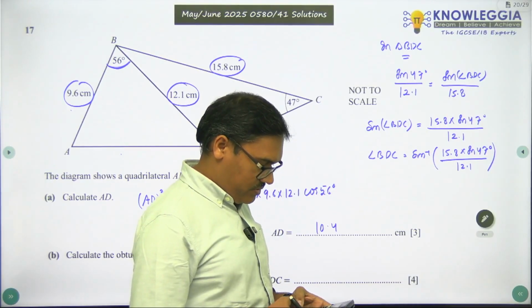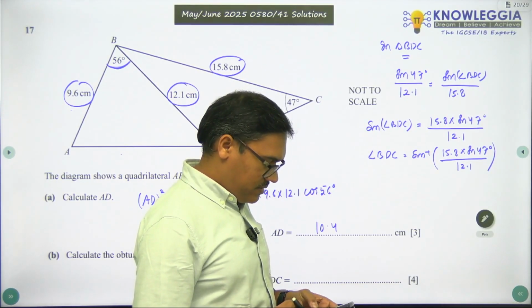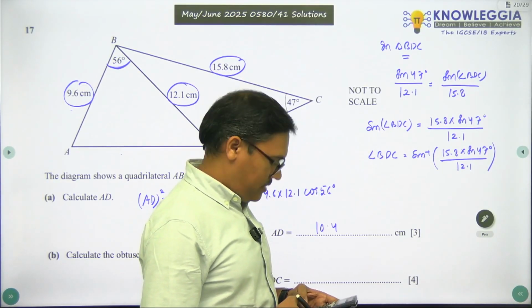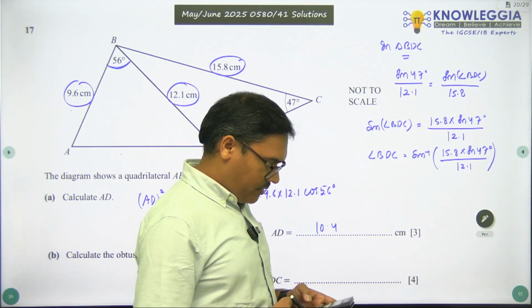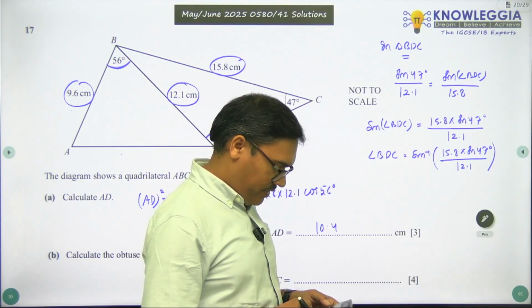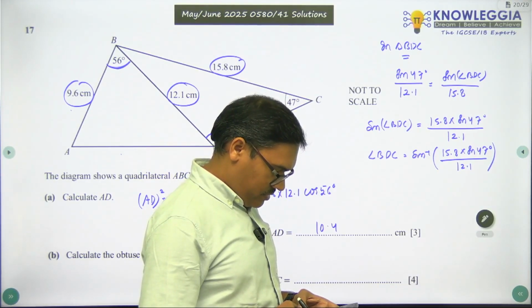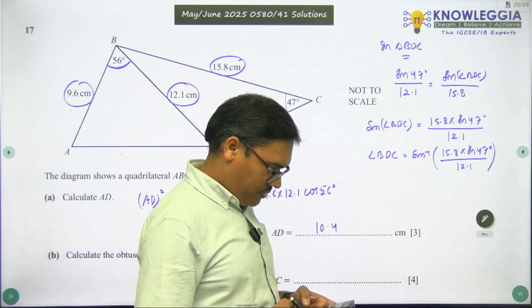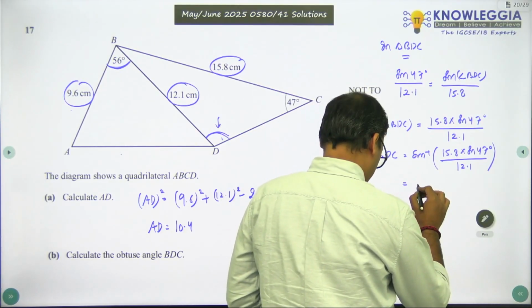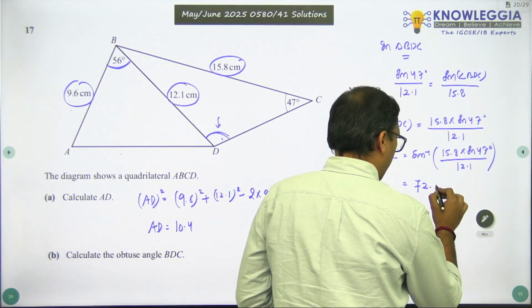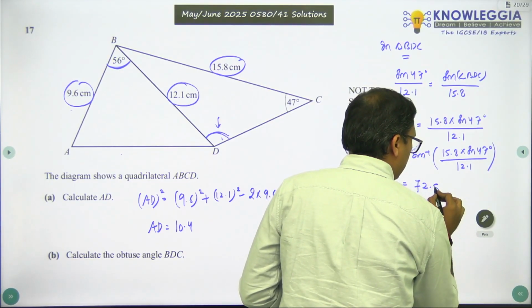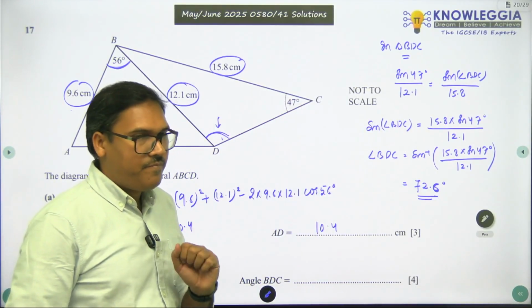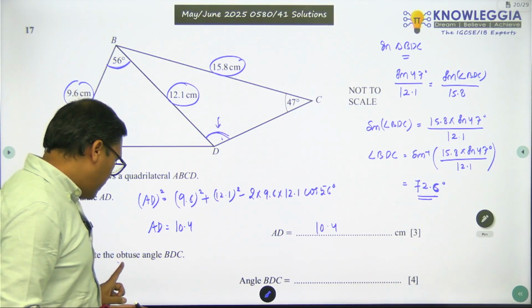This one I'll do, because there is something which you need to understand in this. This is sine 47 divided by 12.1, which is 0.954. So we will take the sine inverse of 0.954. This is giving you 72.555 degrees, which to one decimal is 72.6 degrees. But the question here is, write the obtuse angle BDC.